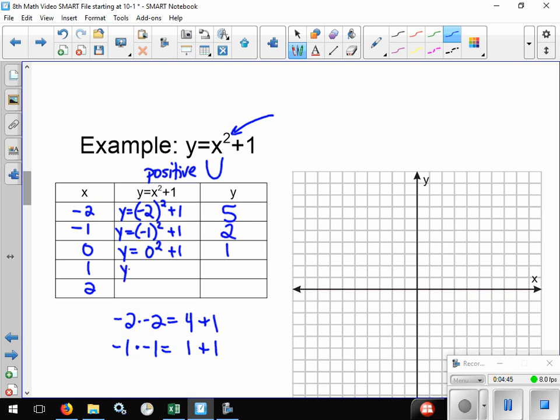And then y equals 1 squared plus 1. So 1 times 1 is 1, plus 1 is 2. And then we have y equals 2 squared plus 1. So 2 times 2 is 4, plus 1 is 5.